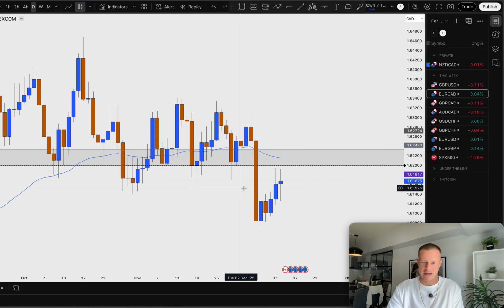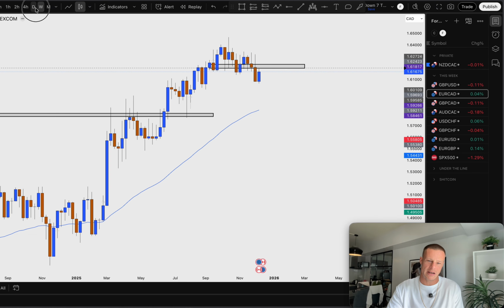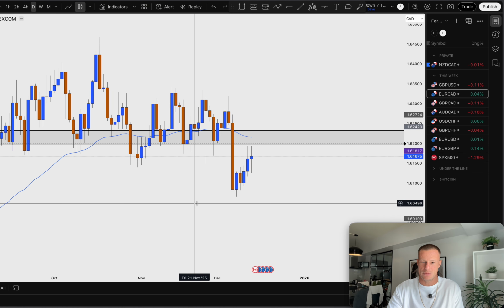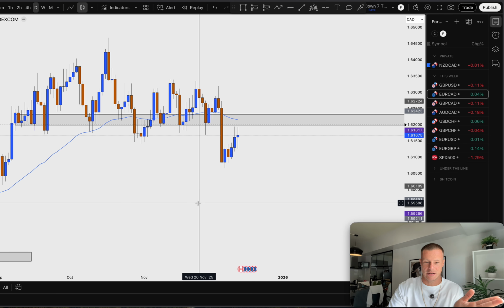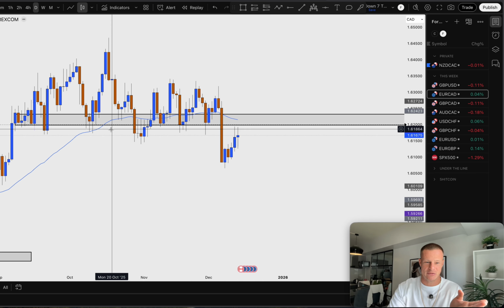So let's go on a daily, because that's where I draw. It's either weekly or daily, and usually I go on daily to be more precise. Now you can see I already drew. This is the clearest chart I can see for the next week, on EURCAD. You can see it's very, very clear.